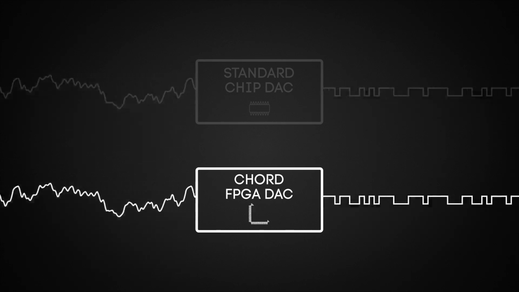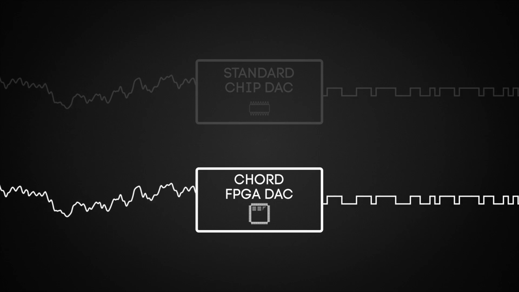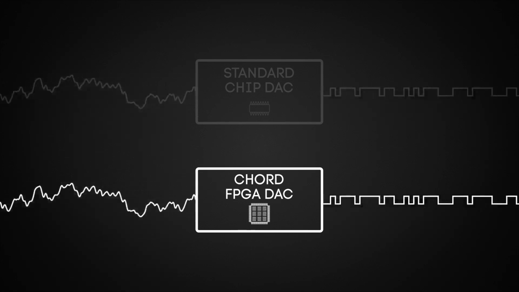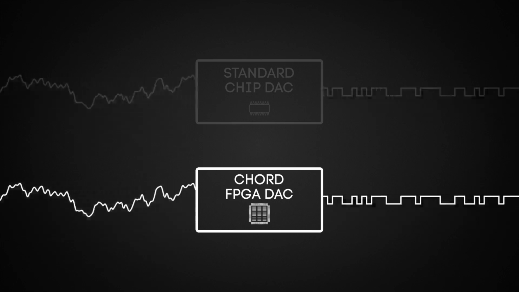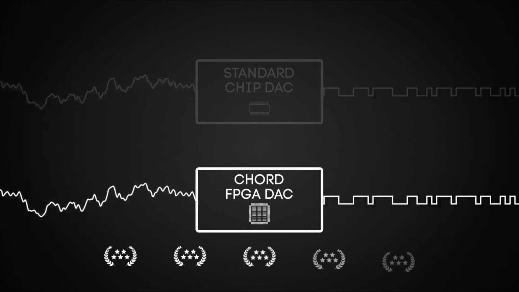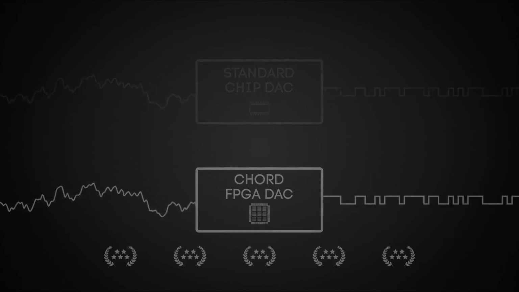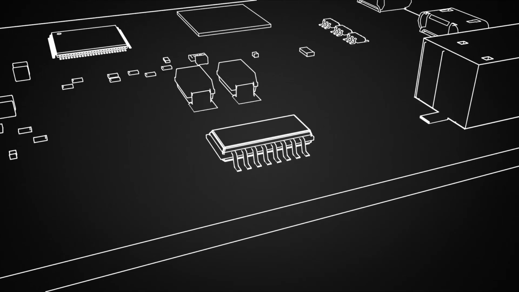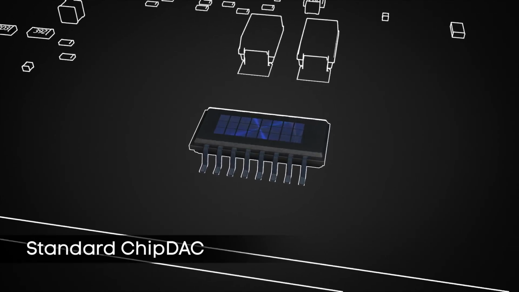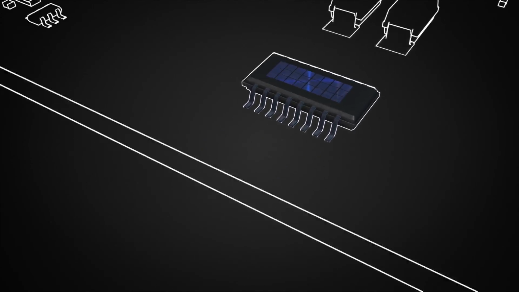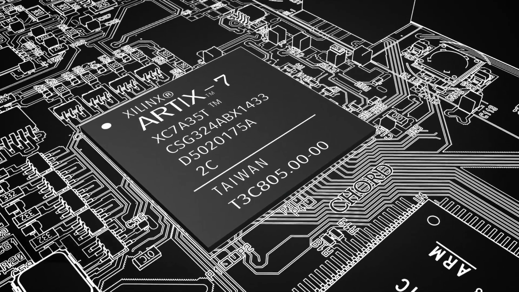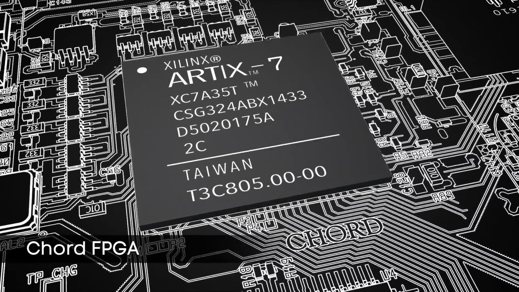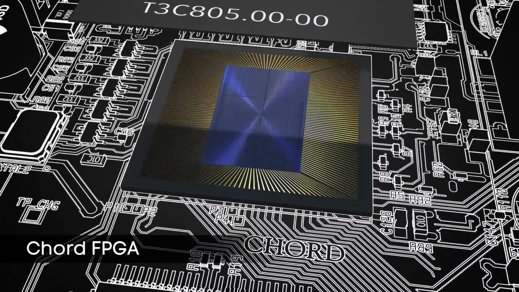We designed the chip from the ground up with unique coding. With our DAC, we control everything and reproduce the original waveform with astonishing accuracy through the use of Rob Watt's multi-award-winning technologies. Looking at the board itself, you may not initially see a difference. A standard chip DAC uses the standard chip that we talked about earlier. Chord DACs use a very sophisticated, custom-coded, field-programmable gate array, or FPGA.